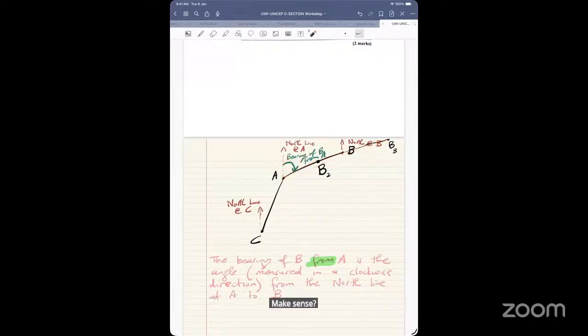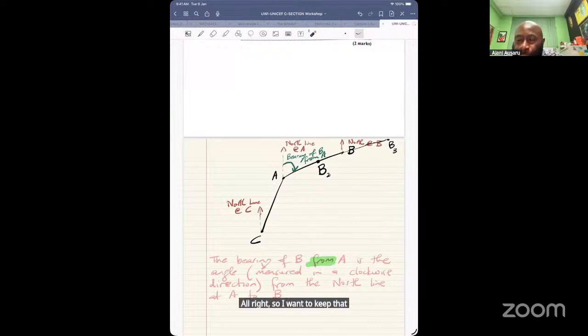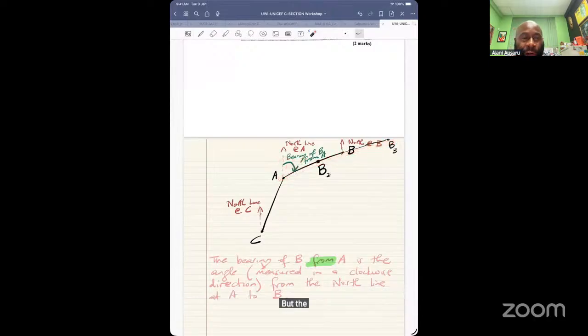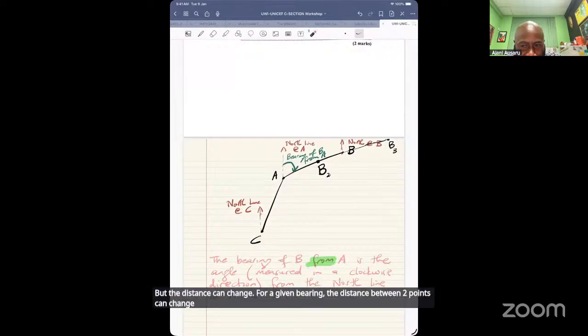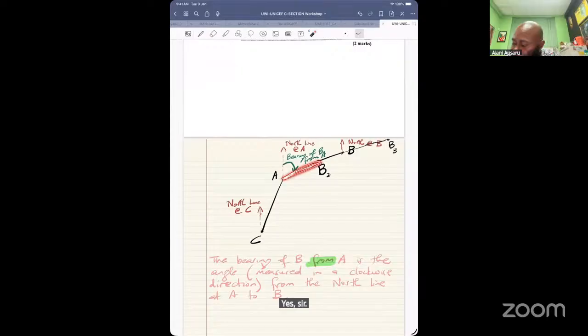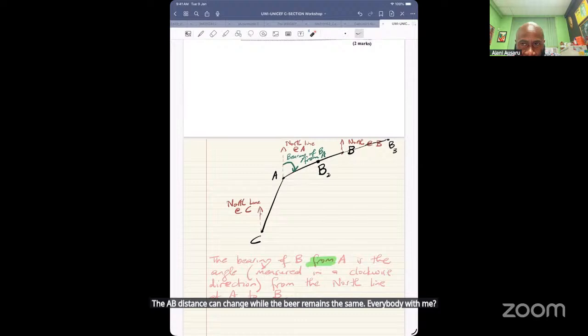Yes, sir. All right. So I want to keep that in the back of your heads. There's a reason why I'm pointing it out, because sometimes you may be given this distance. Sometimes you'll be given this distance. You have to understand that this distance can change. The bearing doesn't change, but the distance can change. For a given bearing, the distance between two points can change. Make sense? Yes, sir. The AB distance can change while the bearing remains the same. Everybody with me? Yes, sir.